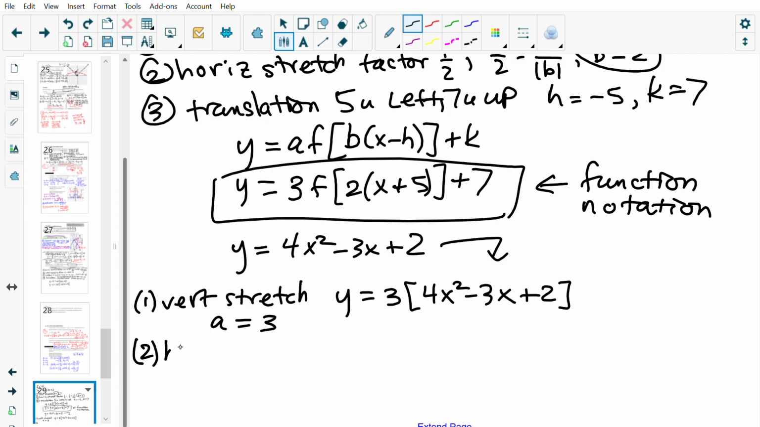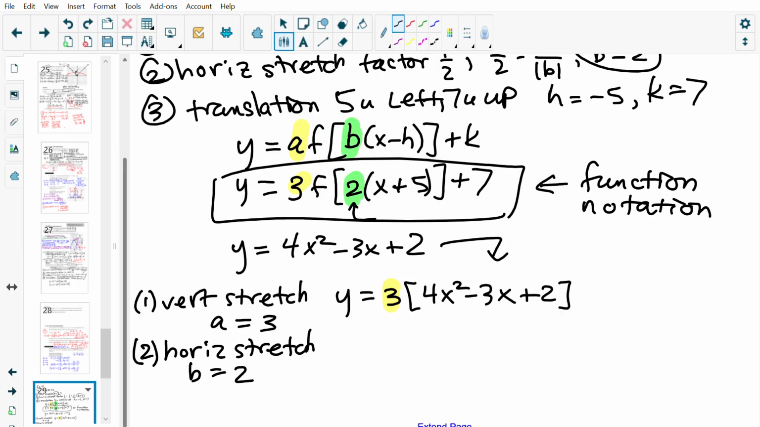2. Horizontal stretch. Let's do this one by one. Horizontal stretch, where b equals 2. Okay, where's that b value? Right here, right? Let me color code this. A value, A value, A value, B value, B value. Okay, let me write the B value.